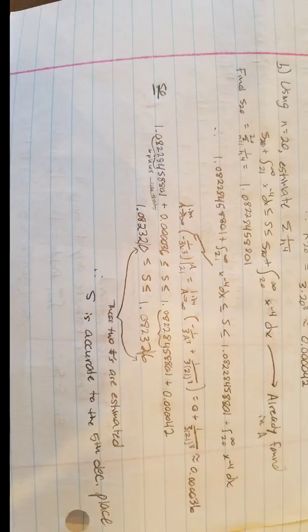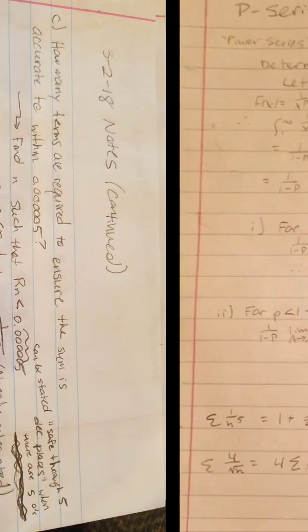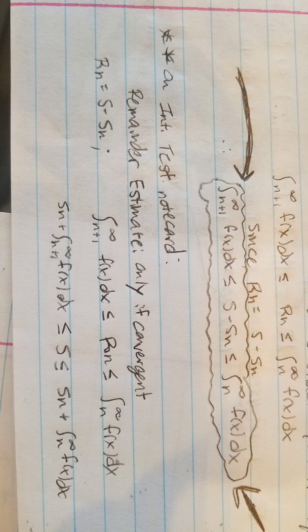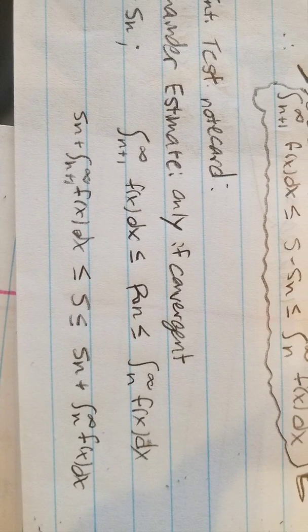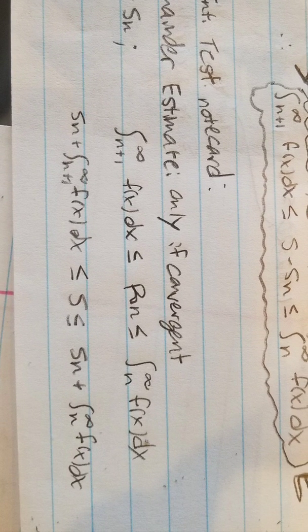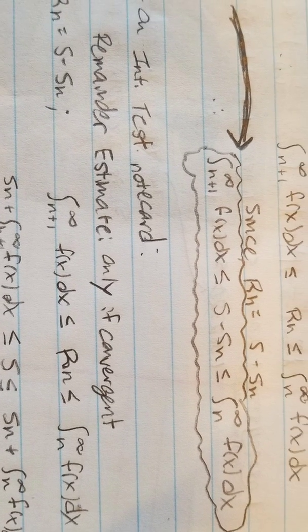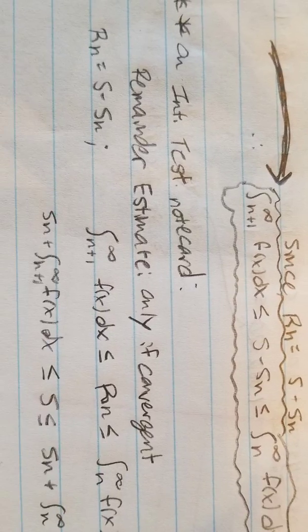Now we are going to move on to remainder estimates. So, remainder estimates. What is that? That basically tells you, if you're going to approximate the sum, how close are you going to be exactly? So, R sub n equals the remainder estimate. That is, R sub n is your actual remainder.